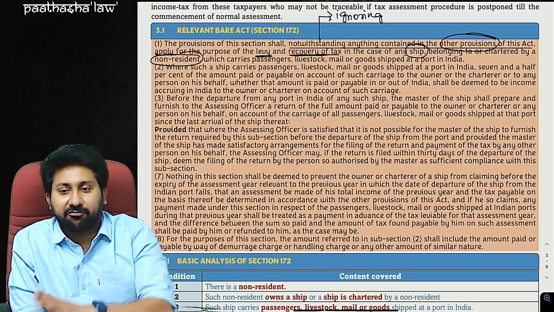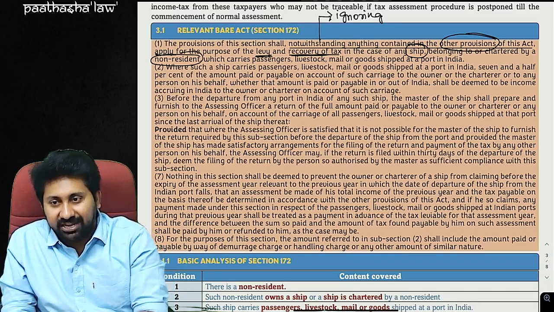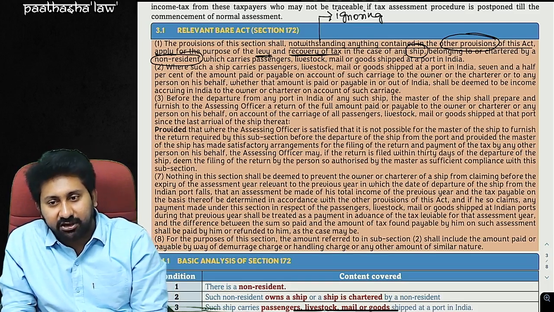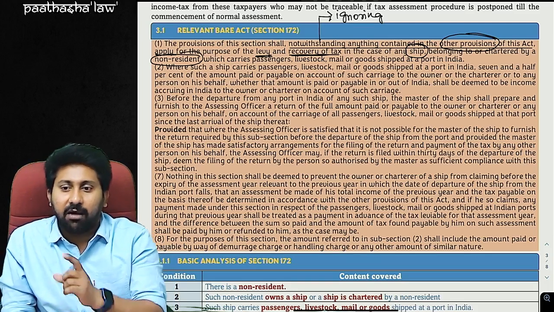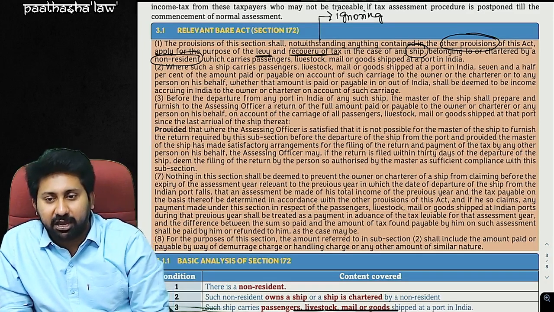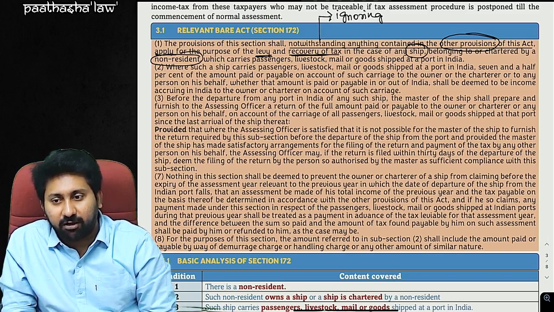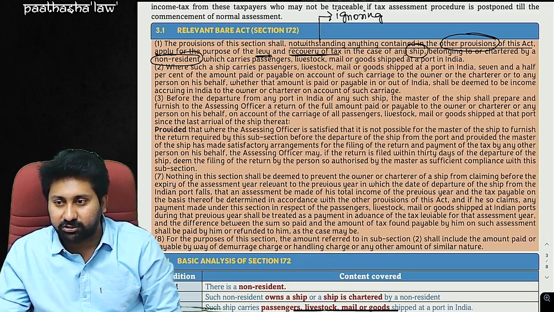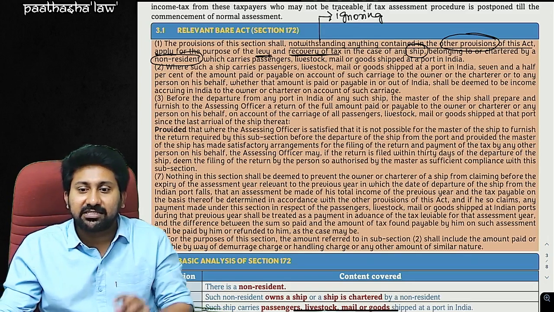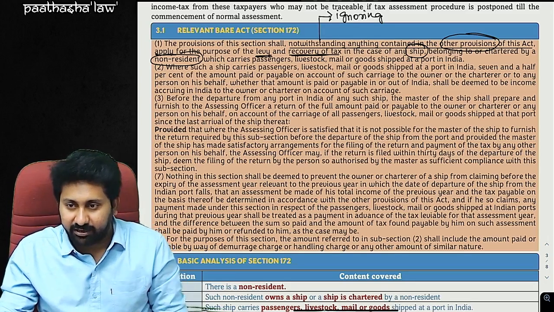Before the departure from any port in India of any such ship, the master of the ship shall prepare and furnish to the assessing officer a return of the full amount paid or payable to the owner or charterer or any person on his behalf on account of the carriage of all passengers, livestock, mail or goods shipped at that port, since the last arrival of the ship thereat.